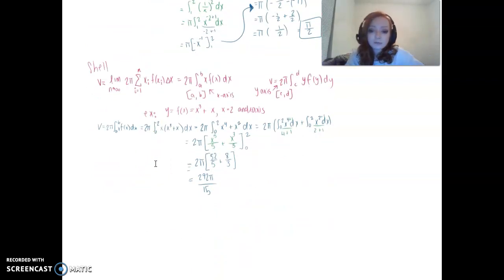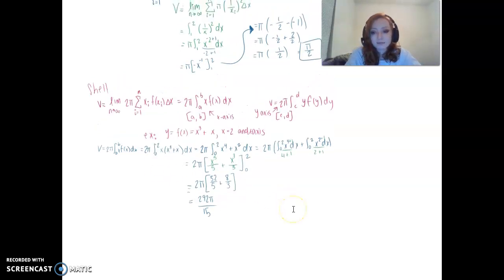For the shell, I wrote down the volume equals, and I wrote the shell Riemann sum, and how that translates if it's on the x-axis versus the y-axis, bounded from c to d, or bounded on the x-axis from a to b, and how that would look. Though basically it's the same.